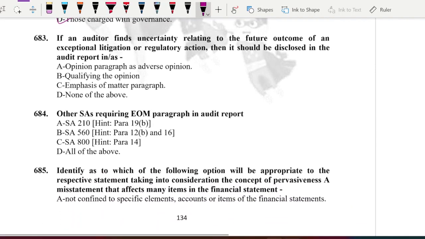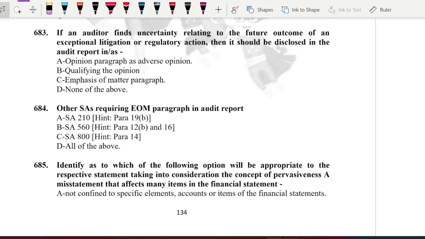If an auditor finds uncertainty relating to the future outcome of an exceptional litigation or a regulatory action, then it should be disclosed in... Come on, tell me, my dear friends. Now there is an uncertainty related to the future outcome. It is a future outcome, something that has been disclosed as a contingency in the notes of the financial statements. Yes or no? Right? So here it is a contingency. So adverse opinion, qualifying opinion is never the option.